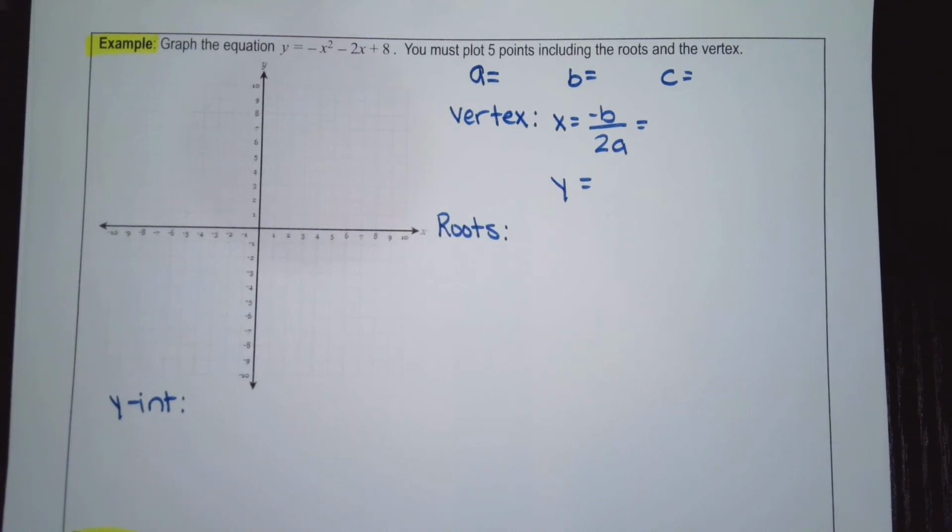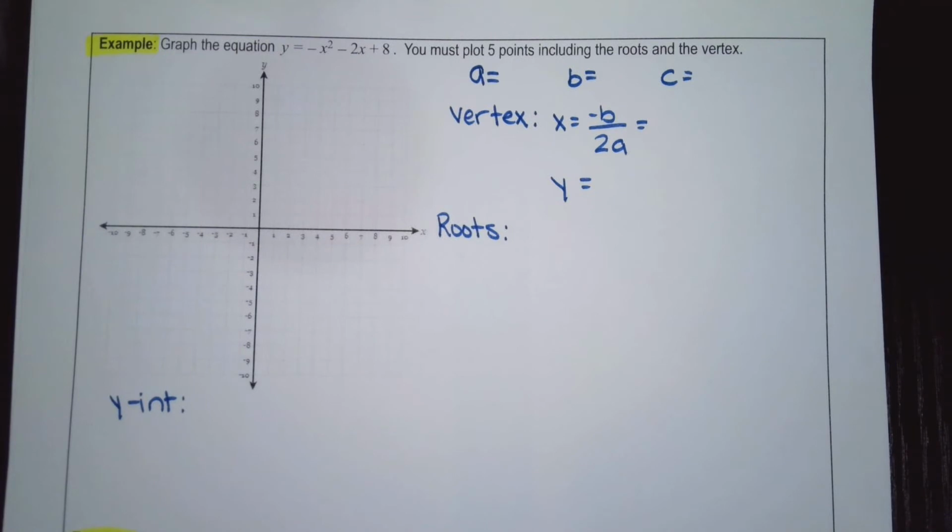Welcome back to Graphing Quadratics in Standard Form. We now have two more examples of graphing. I already have some of them set up so that I'm not wasting time getting it all written down. But here we go. Our next example: graph the equation y equals negative x squared minus 2x plus 8.